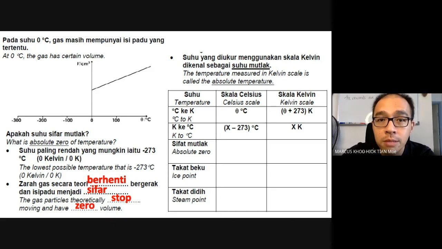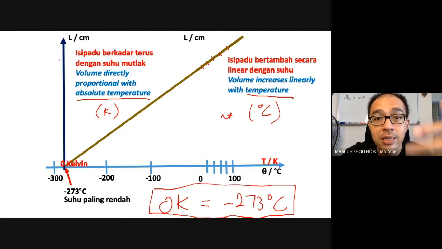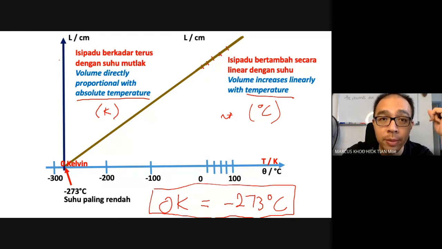The temperature measured in the Kelvin scale is called the absolute temperature, which is why, when you write the definition for Charles' law, you have to be very careful. Charles' law states that volume is directly proportional to the absolute temperature. A lot of people make this mistake because they only remember that Charles' law is directly proportional, and then they just write temperature, which is wrong. If you're using temperature in degrees Celsius, the volume is only increasing linearly. But when you talk about absolute temperature, where the unit is Kelvin, then the volume is directly proportional.